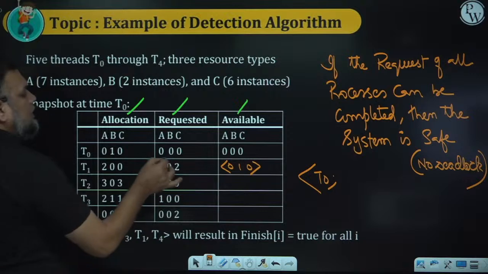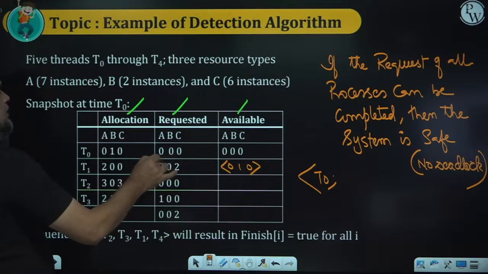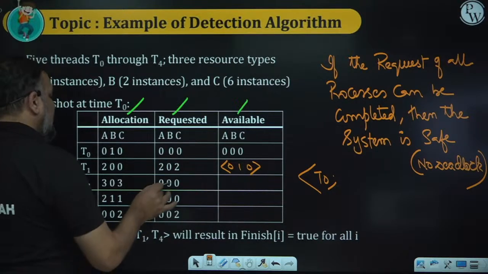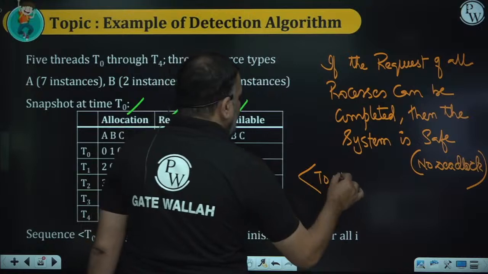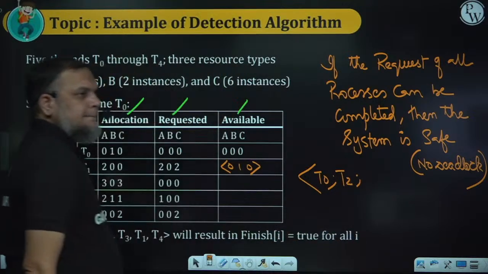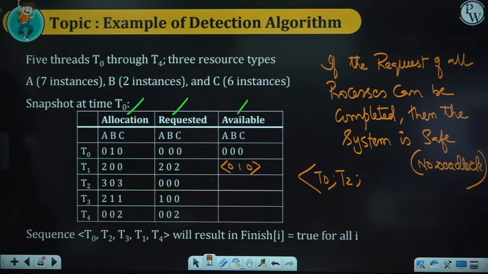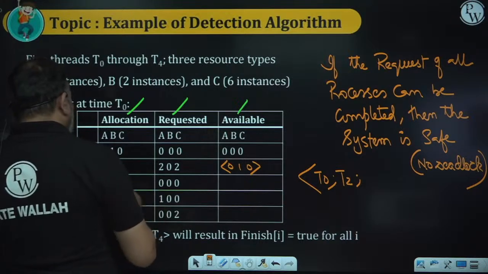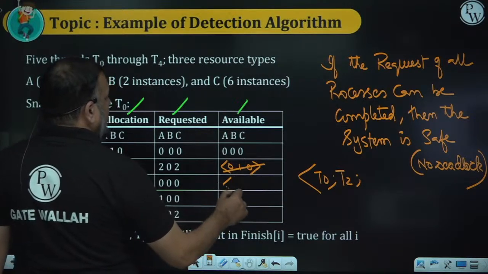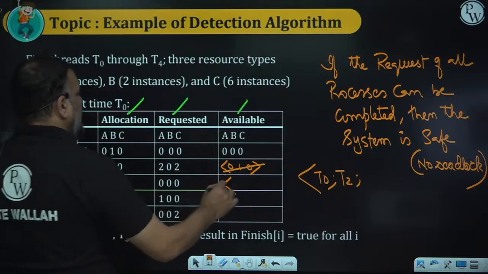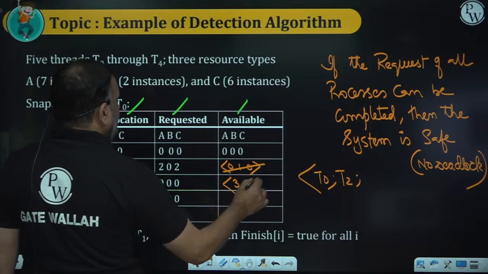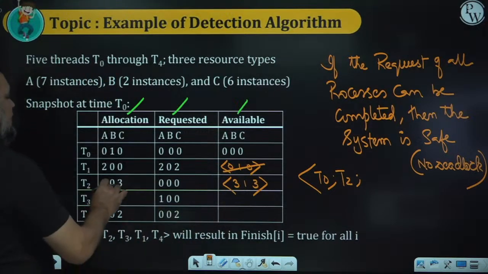Now 0, 1, 0. Can I satisfy the request of this? No. Because this fellow wants 2. I have 0 copies. Can I satisfy the request of T2? हाँ, I can satisfy the request of T2. Then after completing T2, मेरा new available क्या बन जाएगा? 0, 1, 0 plus 3, 0, 3. So it becomes 3, 1, 3. 0, 1, 0 plus 3, 0, 3, allocation of T2.